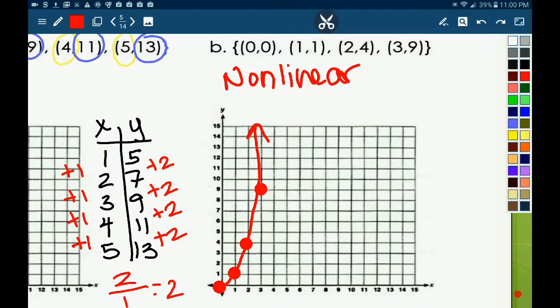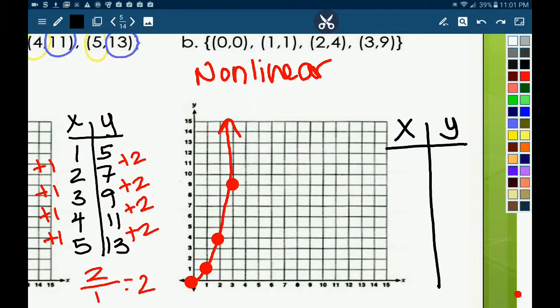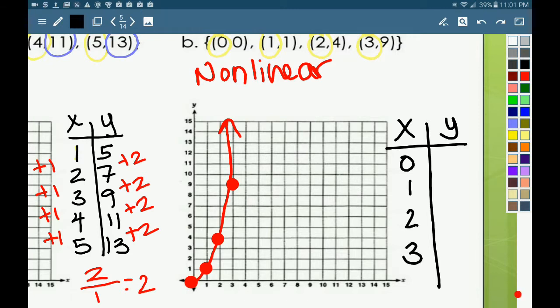And if we take a look at the table, and no, you don't have to make a table every single time, just make sure you're following directions. If we make a table, I can prove more so that this is not linear. So I'm going to take all my inputs first. 0, 1, 2, 3. And then all my outputs. 0, 1, 4, and 9.